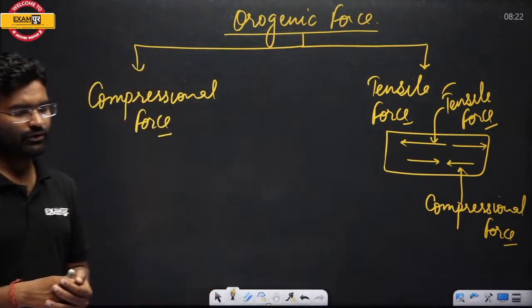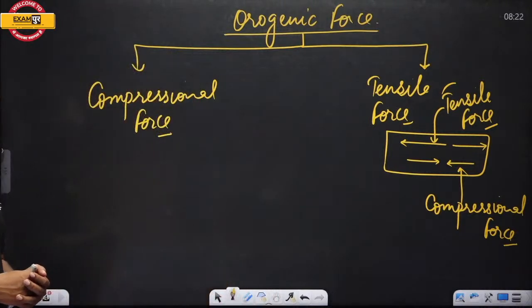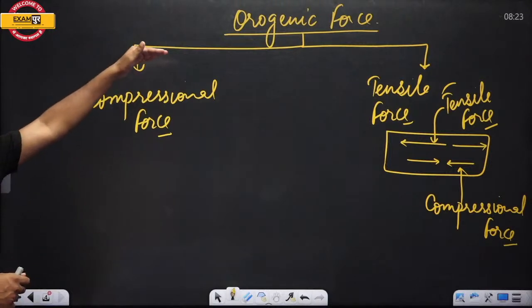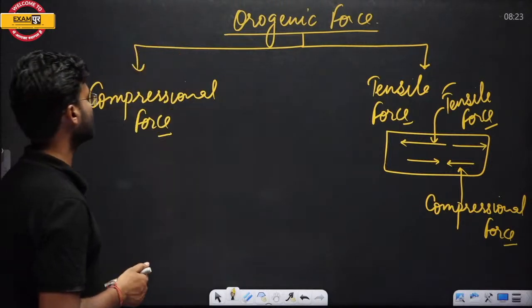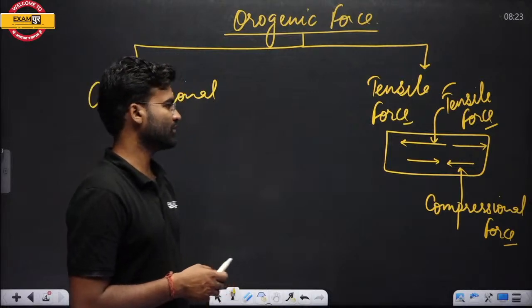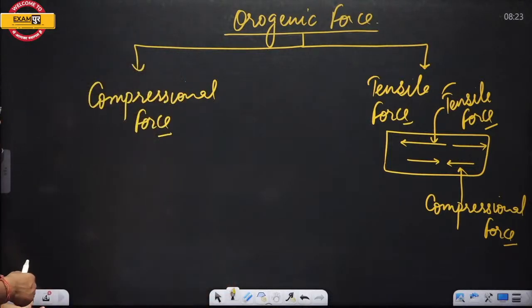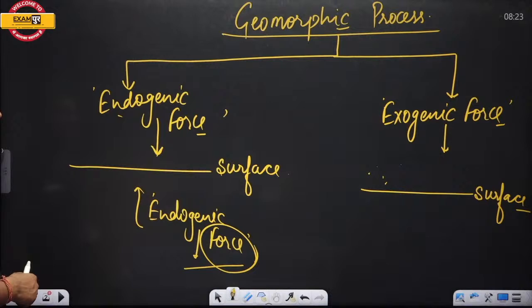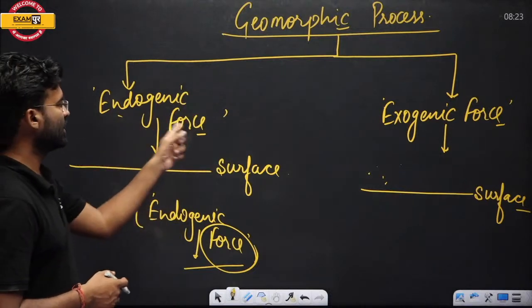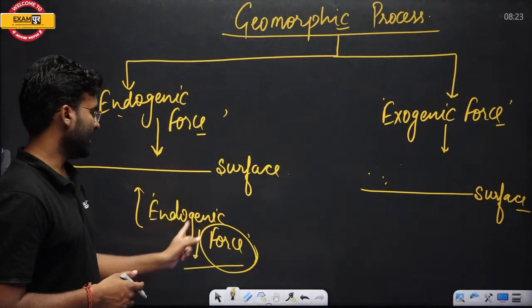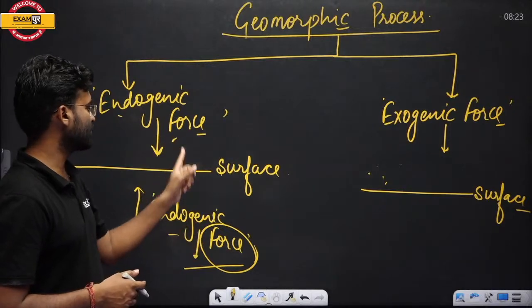So the orogenic forces can be further divided into two parts: the compressional force and the tensile force. Have a look from the beginning. We started with the geomorphic process. This is the endogenic process, or the endogenic forces.